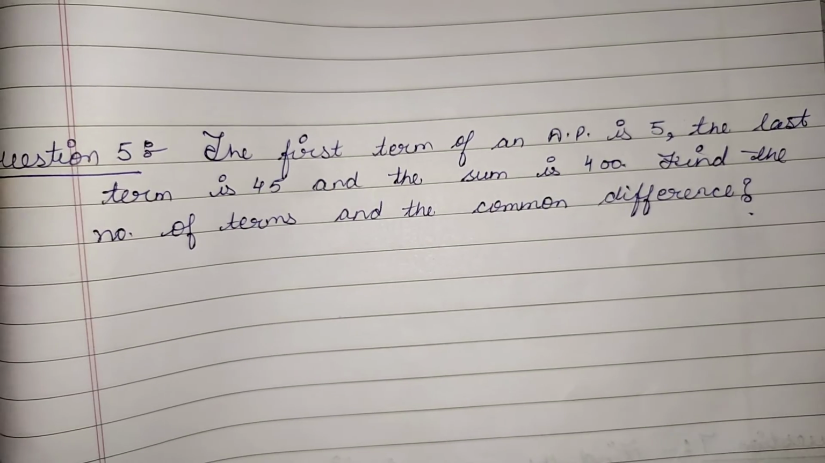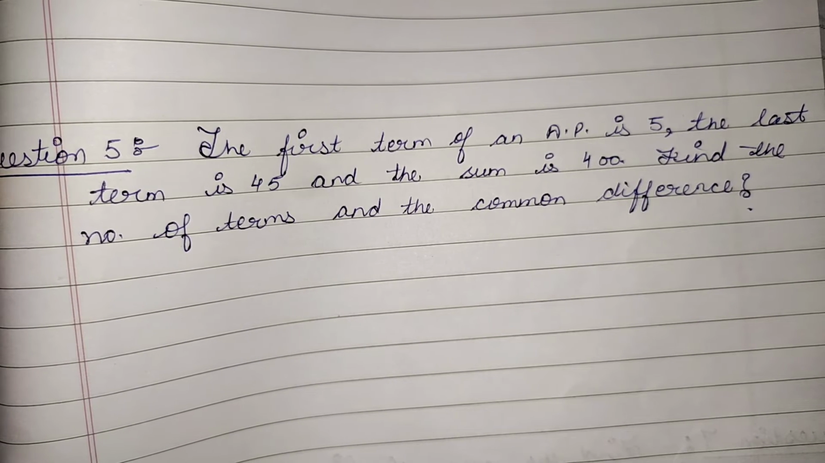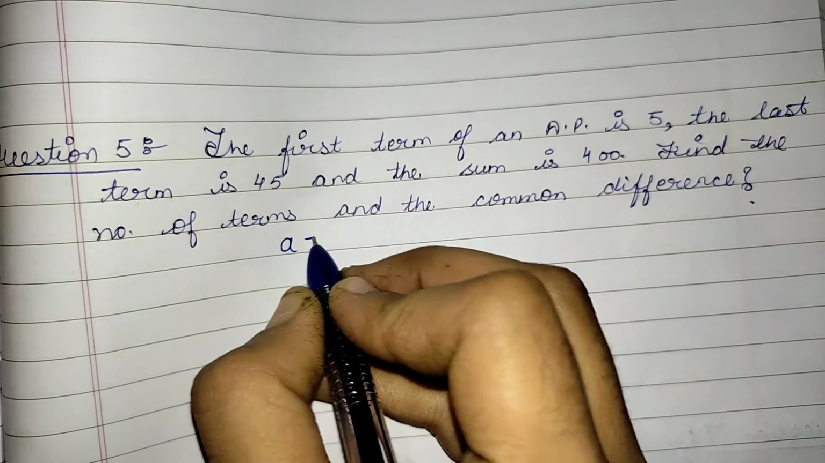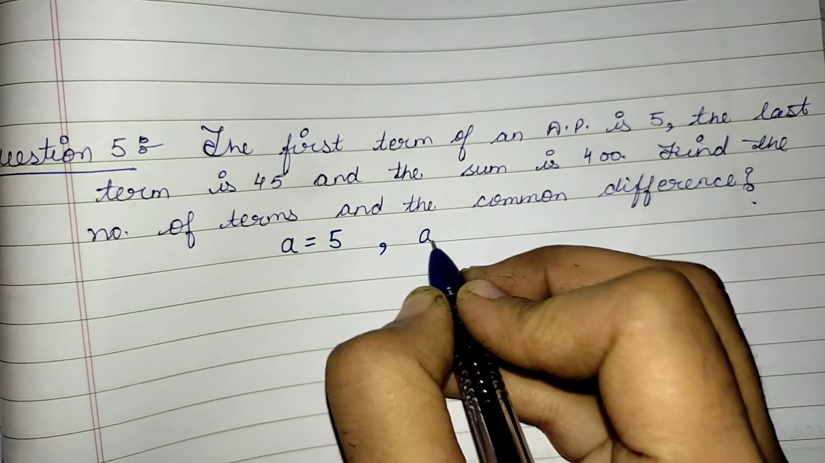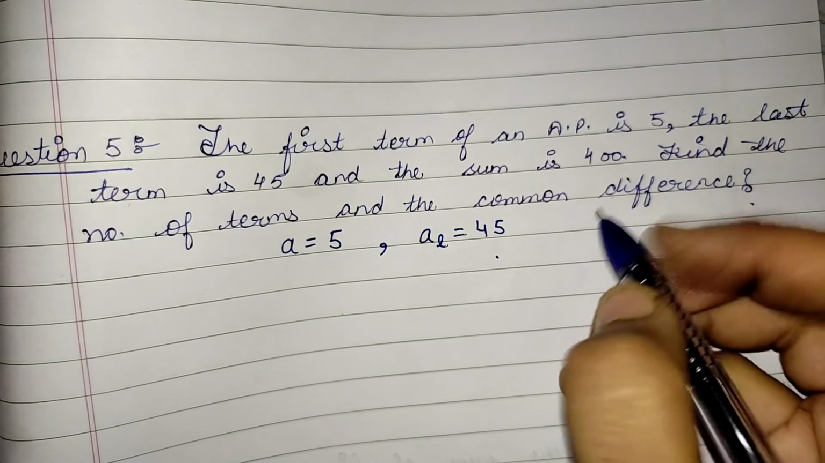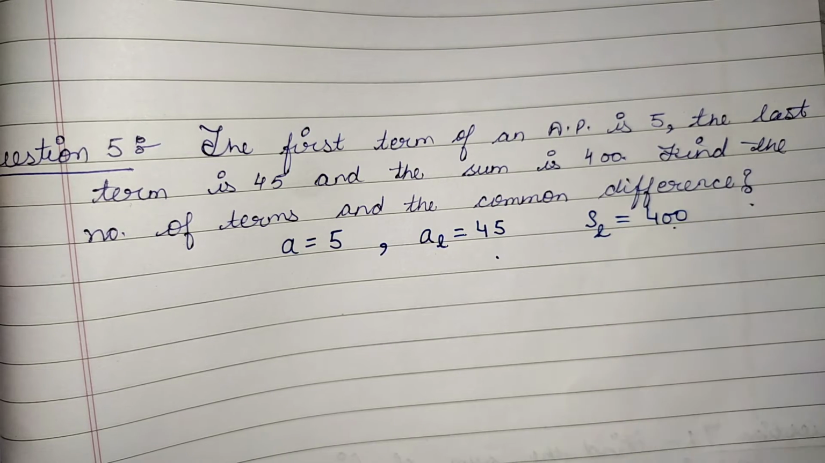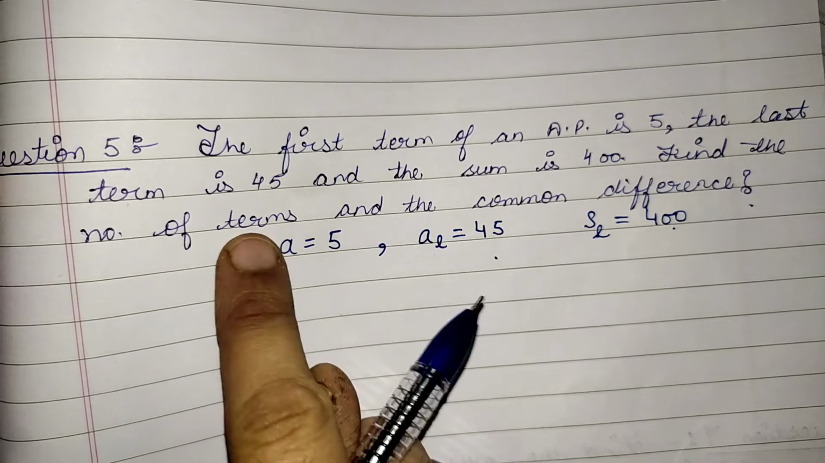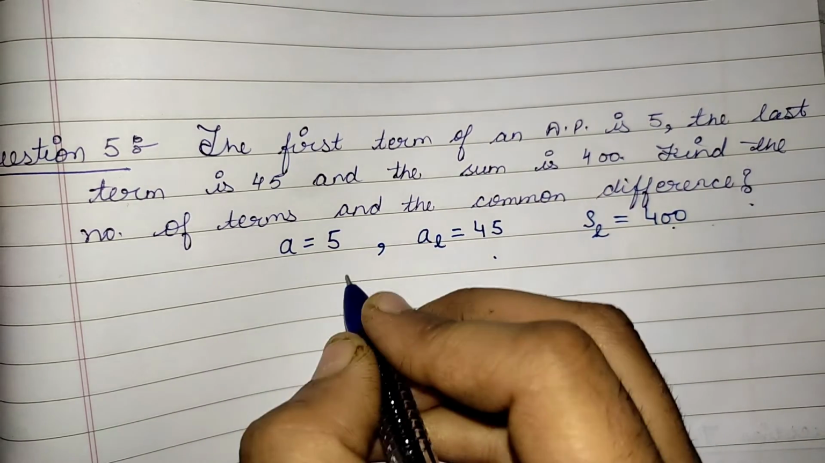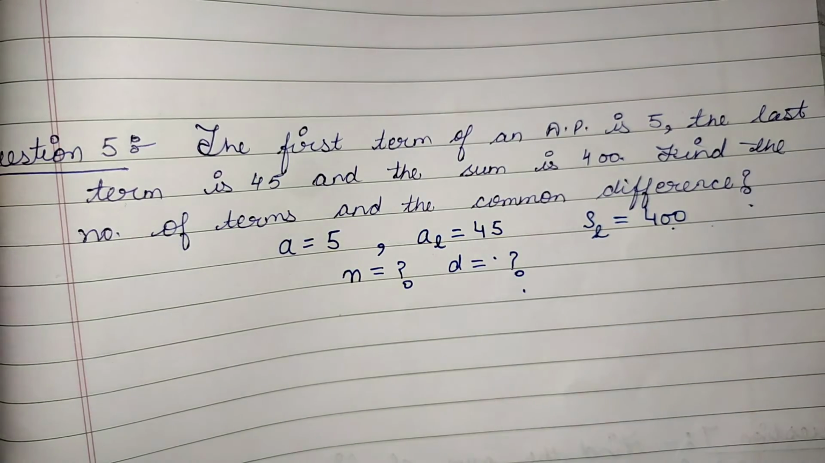Okay. So moving to question number 5. Question number 5 says that the first term of the AP is 5 and the last term of the AP is 45 and the sum of all the terms is 400. So we have to find out the number of terms and the common difference.